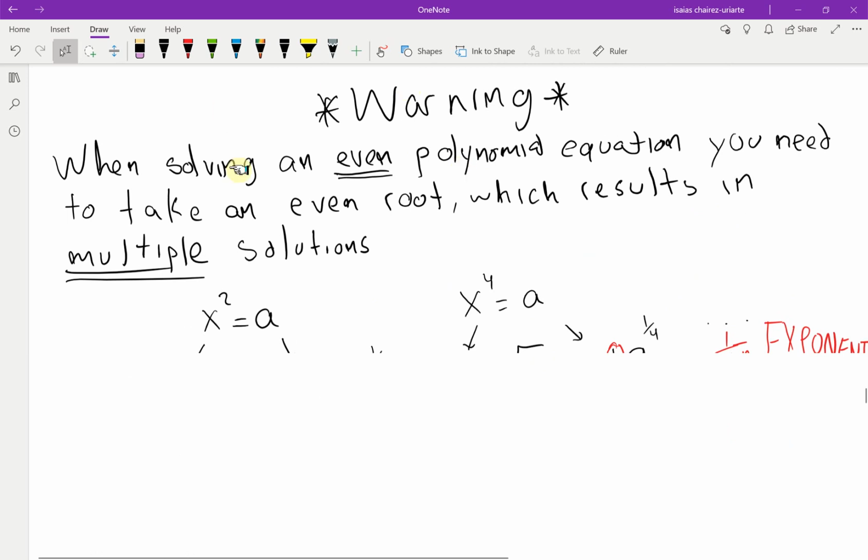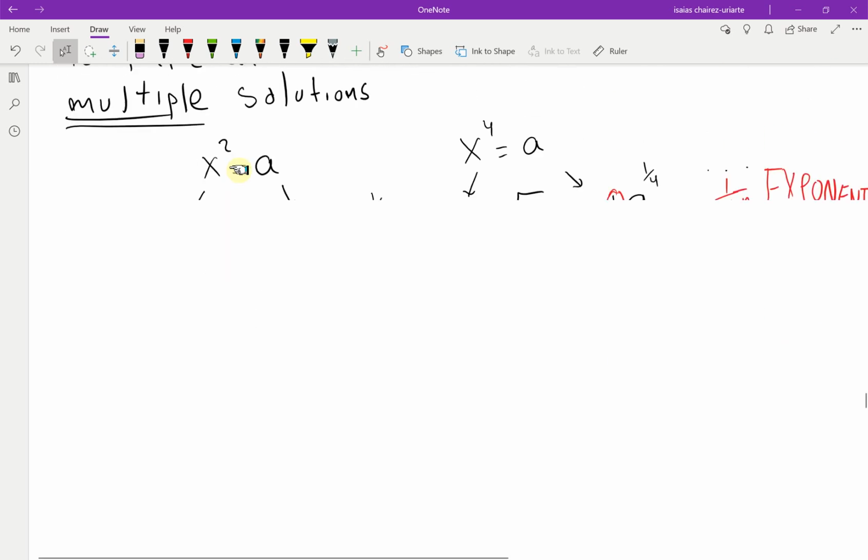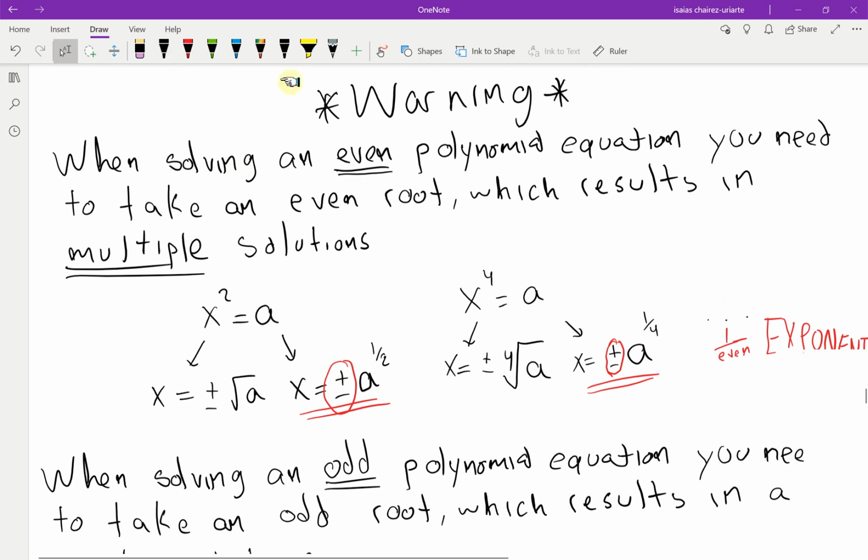Whenever you're solving an even polynomial equation, you need to take an even root, which results in multiple solutions. So for instance, think about this equation: x squared equals a. One way to solve it would just be to take the square root. But if I take the square root, there's this business of plus and minus. So x would be plus or minus the square root of a. If I solve it using exponents, x is equal to plus or minus a raised to the 1/2.